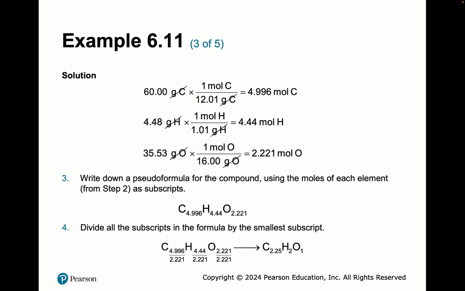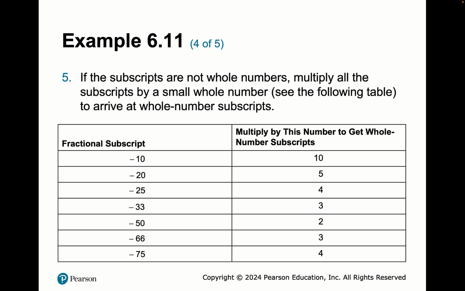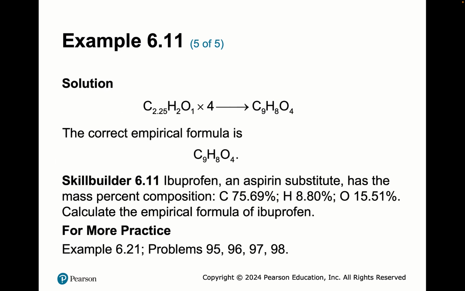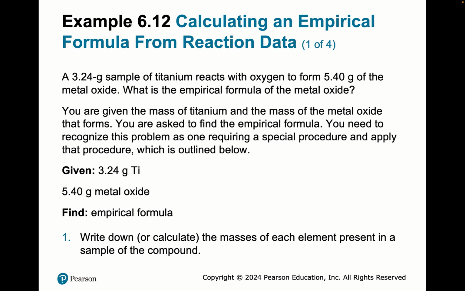So with the 0.25, that's a quarter, so you multiply that by 4. Same thing: when you get a 0.25, you multiply it by 4, and we get 9 carbons to 8 hydrogens to 4 oxygens. So that is how you figure out the empirical formula for that.